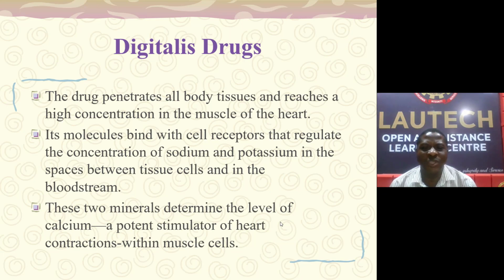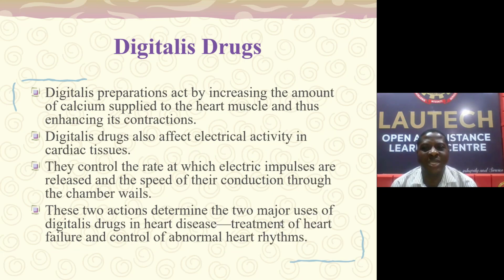The drugs penetrate all body tissues and reach a high concentration in the muscles of the heart. Their molecules bind with cell receptors that regulate the concentration of sodium and potassium in the space between tissue cells and in the bloodstream. These two minerals determine the level of calcium, a potent stimulator of heart contraction within muscle cells. So digitalis preparations act by increasing the amount of calcium supplied to the heart muscles, thus enhancing contraction.